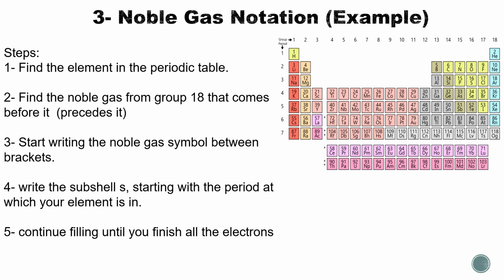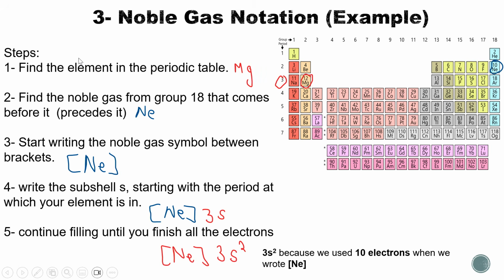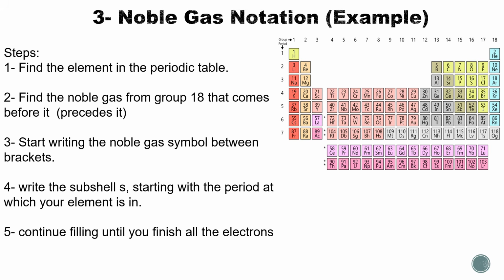Alright? So what are the steps to write down the noble gas notation? Okay? What are these steps? So for example, find the element in the periodic table. For example, if I ask you to write the noble gas notation for, let's see here, magnesium.